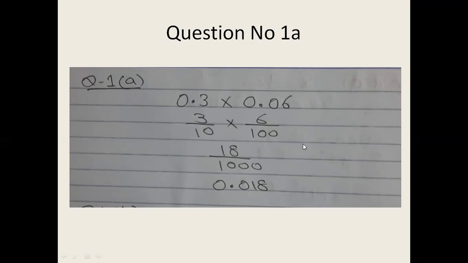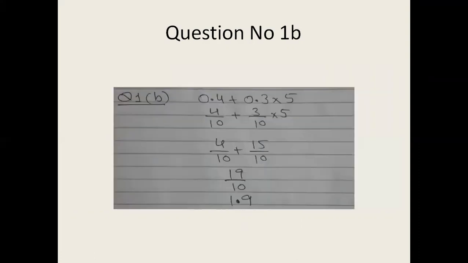So the numerator will multiply with the numerator, and the denominator will multiply with the denominator. So you will have 18 divided by 1000. Now the decimal is here. Because there are 3 zeros, the decimal will move 3 steps to the left. So you will have 0.018. So this is how you do it. So question number 1, and it's B part.